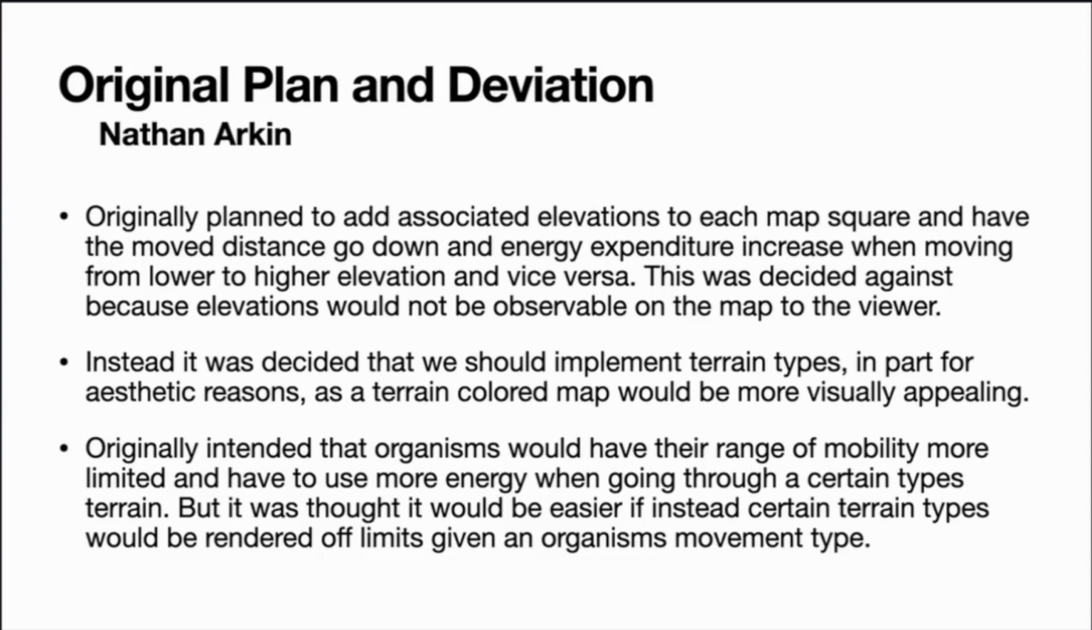My original idea was that the distance an organism could travel over a certain terrain would be reduced, essentially being like a penalty, and it would have a greater expenditure based on its movement type over a certain terrain, but it was easier to have certain terrain just rendered off limits entirely, also preventing an organism from being able to spawn in those areas.